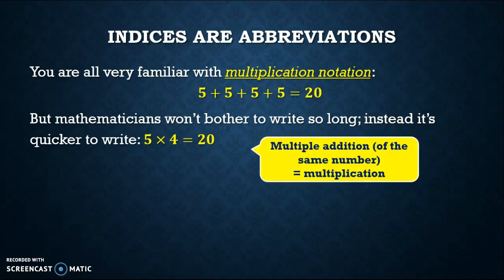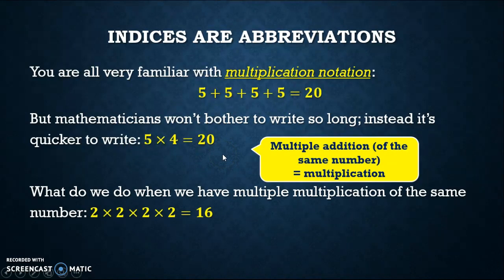So in this sense, multiple addition of the same number is equivalent to multiplication. Or you can say it the other way: multiplication is essentially multiple addition of the same number. Here, 4 is the number of times that you want to add 5 together. Then, what if we need to write multiple multiplication of the same number?